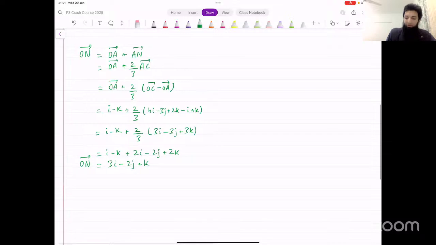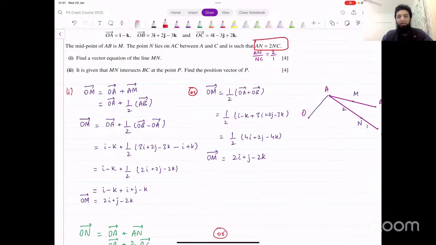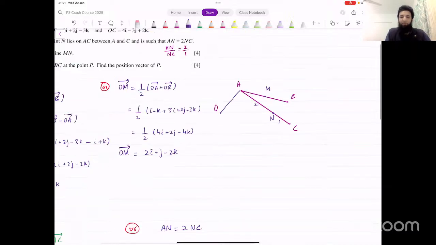The other idea could be, without the diagram, using this ratio that is given. They have given you that AN equals 2 times NC. We could use that AN is 2 times NC. Now, this is for magnitudes, right? Because there's no vector sign there.